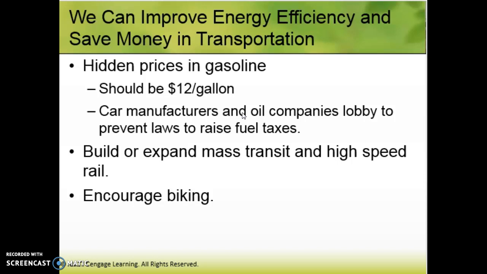We should be subsidizing our ideals. We shouldn't be subsidizing our history. We should be making it affordable to be better, not making it affordable to keep things the way that they are. You see, we have special interest groups that lobby to prevent laws that raise fuel taxes. We definitely could expand mass transit and high-speed rail. We've looked at that a decent amount. We could use solar roadways, something along those lines. We could completely change our infrastructure, encourage biking, walking to work, carpooling. All of those types of things are better ways to manage our energy in terms of transportation.